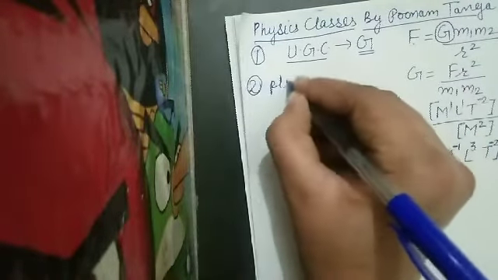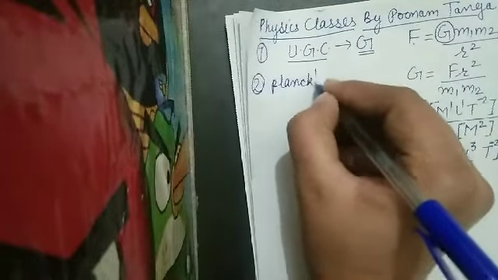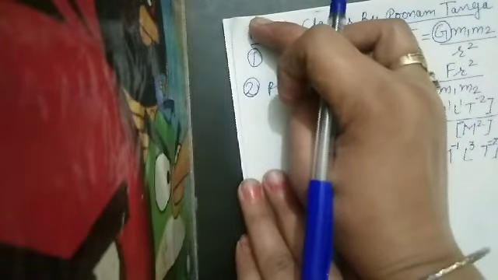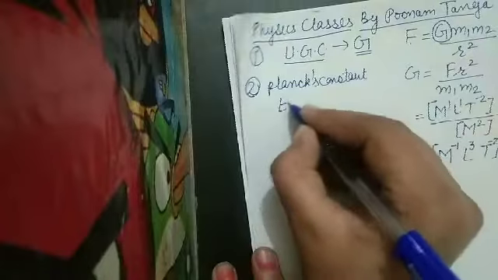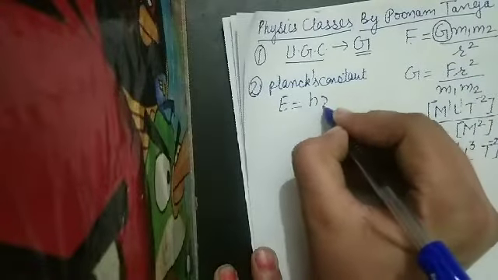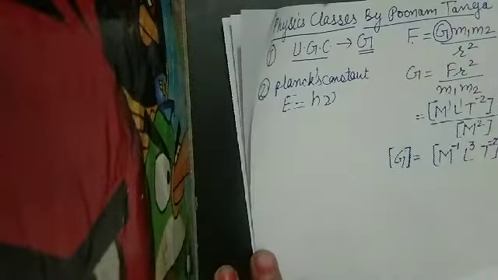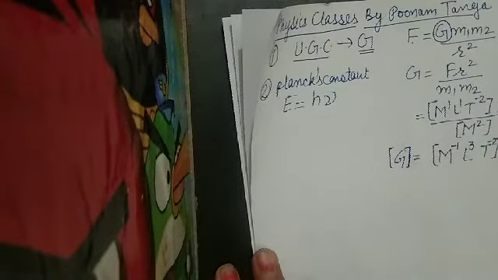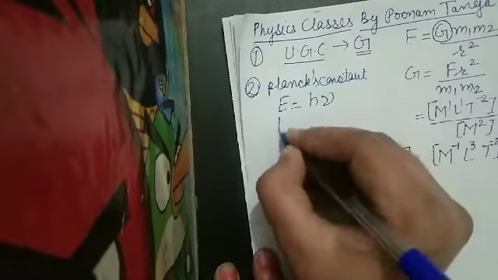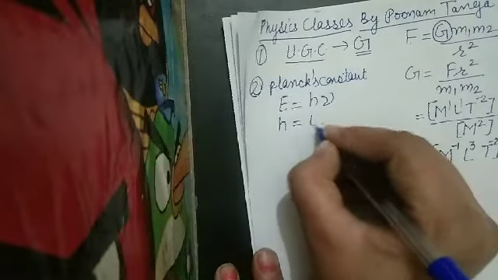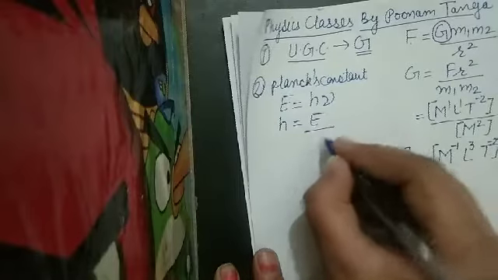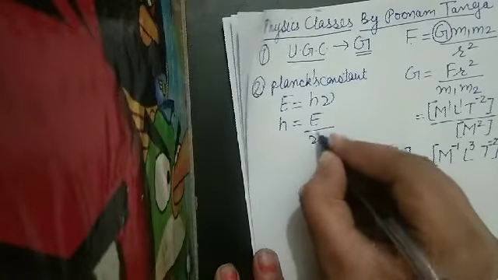Now, second, Planck's constant. What is step number 1 to be followed? I have to find the formula in which H is involved, and the formula you have to learn is E equals H into nu, where E is the energy, H is Planck's constant, and nu is the frequency. We have to find the dimensional formula of H. So keeping H aside, it is equal to E by nu.